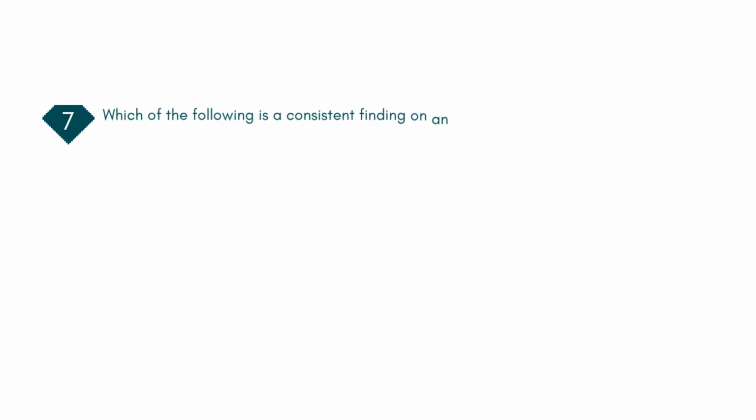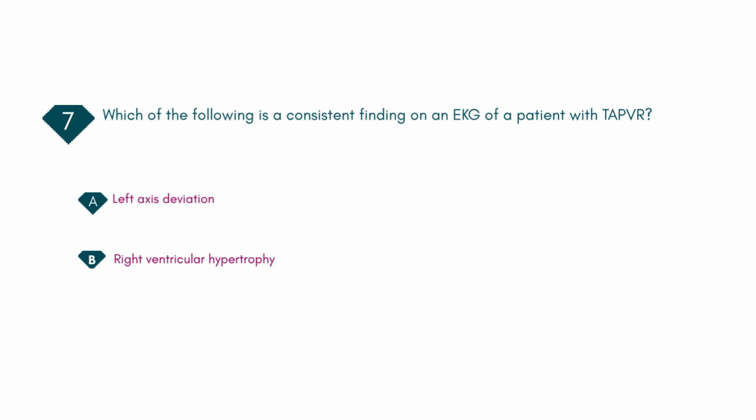Which of the following is a consistent finding on an EKG of a patient with TAPVR? A. Left axis deviation. B. Right ventricular hypertrophy. C. Left bundle branch block. D. Delta waves. Answer, B.